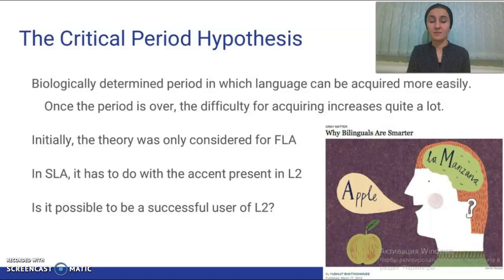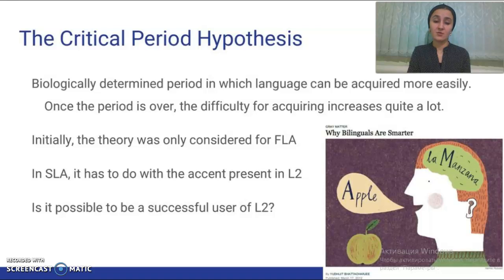Some people can acquire language skills easily, whilst others cannot. There's a process, or a progress. Once the period is over, the difficulty of acquiring a language increases quite a lot. It's written about second language acquisition: initially the theory was only considered for first language acquisition, but later, in second language acquisition, it has to do with the accent present in the second language.